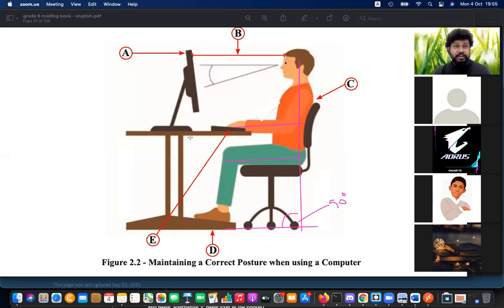Please try to maintain that posture, and your eye level, actually the forehead level, should be tallying with the monitor or the screen level. Here it's like this, right?